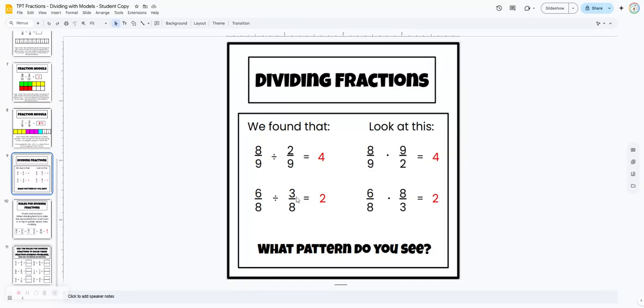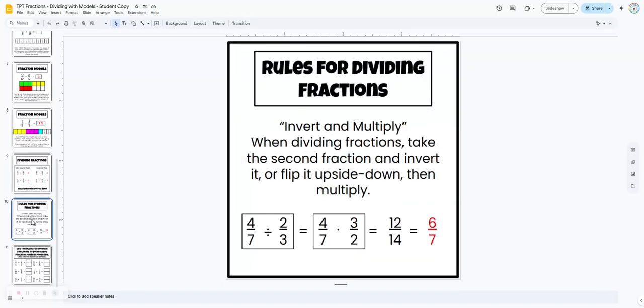So we can see that dividing these fractions is the same as multiplying by the reciprocal of our second fraction. We're just going to flip that second fraction so that denominator's now in the numerator, numerator's now in the denominator. We get the same answer. So if we're dividing fractions, we can use this method in order to solve. Another way to look at this is invert and multiply. We're going to take the second fraction, invert it, or flip it upside down, and then multiply.